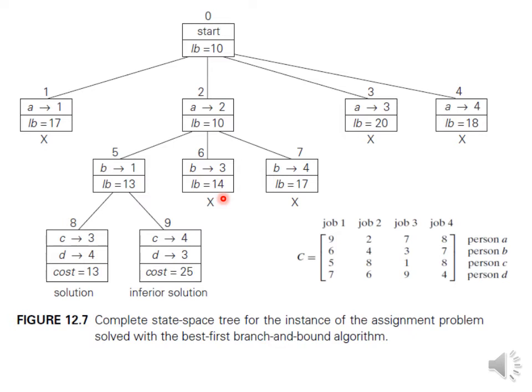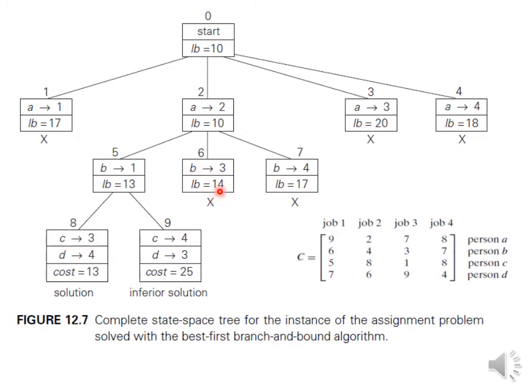It means if you expand this particular node, we cannot get a better solution than 13, because the lower bound here is 14. So if you expand this, the solution may not be better than 14. We already have a best solution, that is 13, which is better than 14. So there is no need to expand this, as we have a better solution than this lower bound.